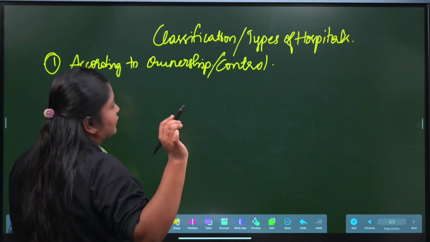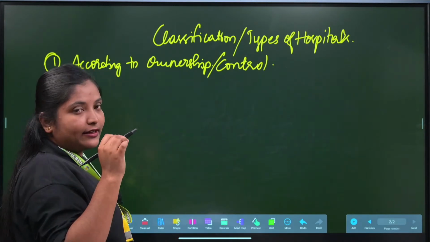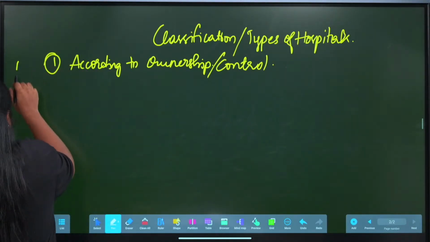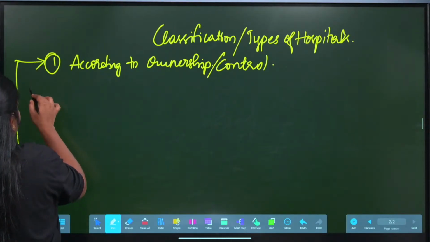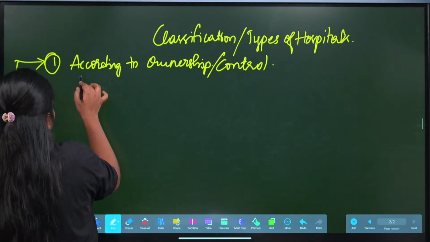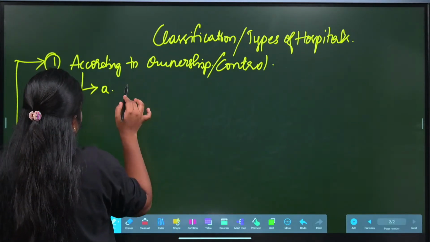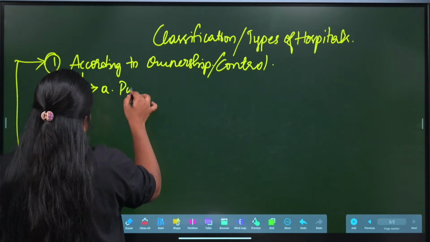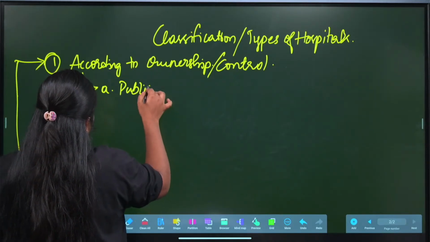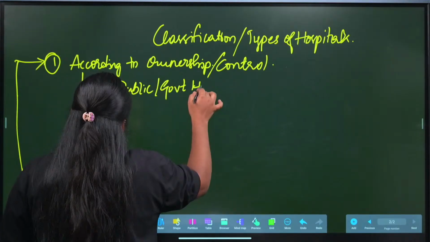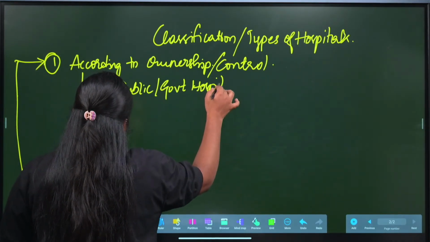In the examination, listen here, while writing the examination, especially when classification comes, you can write it down like this. Okay, use some flow charts. So this one you can write as A: public or government hospitals or institutions.